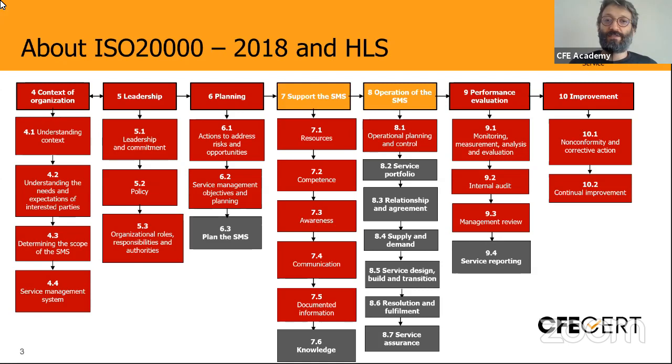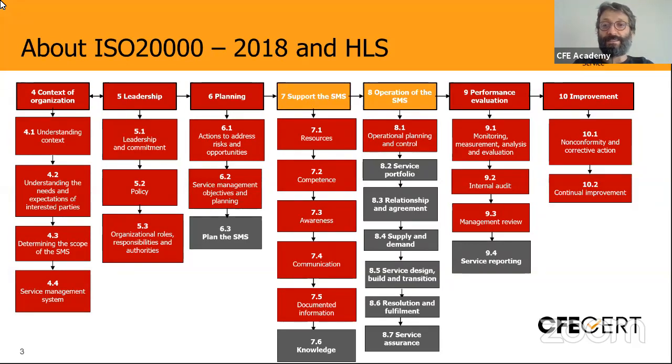2018 version and HLS, which is high level structure. The high level structure means that most of the standards which recently got an update are, one, getting a risk management point of view, and two, most of the articles of the standards are going to be the same, but the differences are created between the risk analysis and how to handle risks.